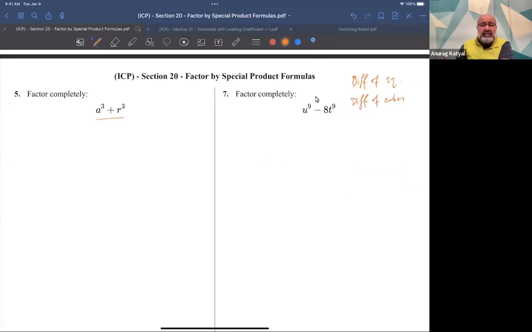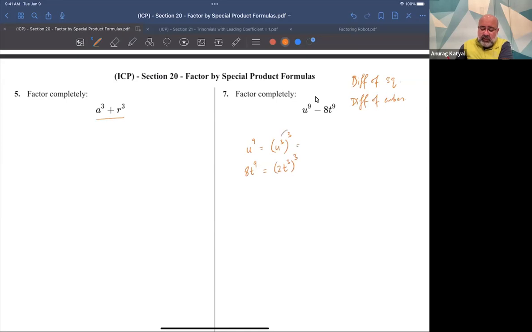9 can never be written as something squared because it's an odd number. You can't multiply two things, one of which is a 2, and get 9 as the answer. You won't be able to do that. We can use 3. So what we could do is rewrite u to the 9th as u cubed cubed. And I can take 8t to the ninth and rewrite this as 2t cubed.